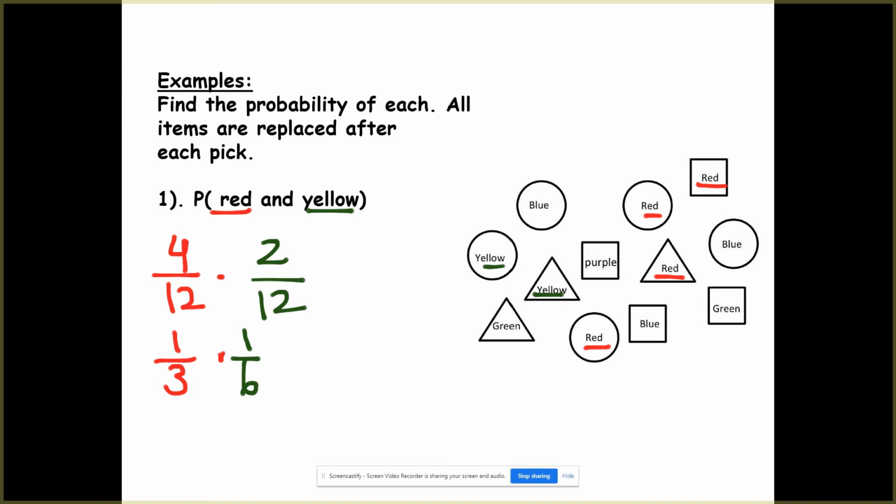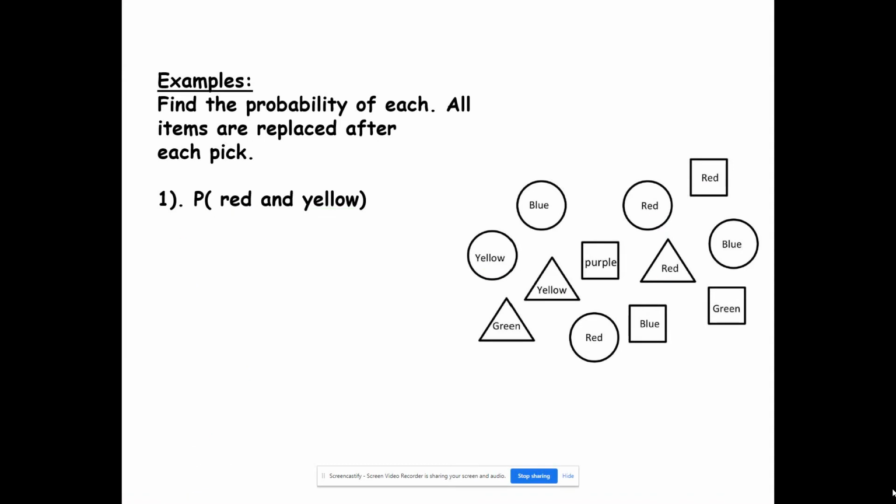And so to figure out the probability of getting one of each on 2 separate picks, you just multiply. What's 1 times 1? 1. 3 times 6, 18. And so the probability of getting a red and a yellow is going to be 1/18. All right, so let's go ahead and move on to the next one. And you can see here that the answer is 1/18. All right, here we go.